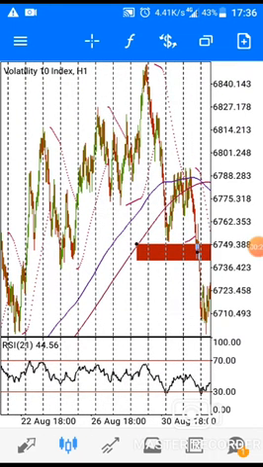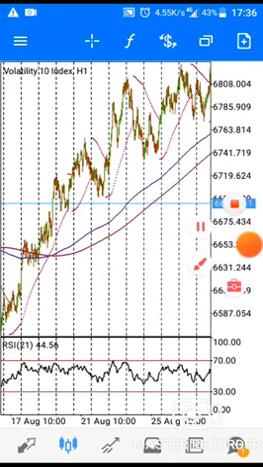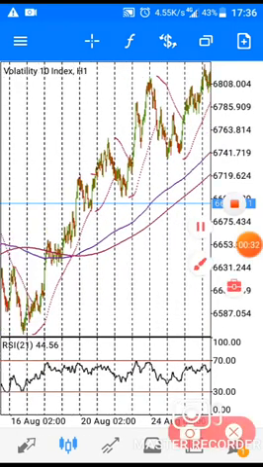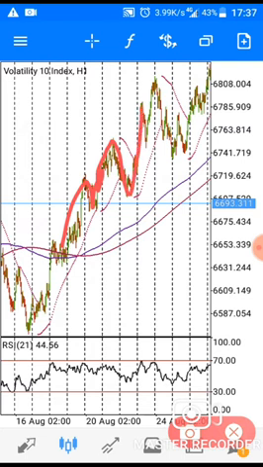If the market is going up, it moves in a form of higher highs and higher lows, higher highs, new higher lows, like that. So that one is trending upward.